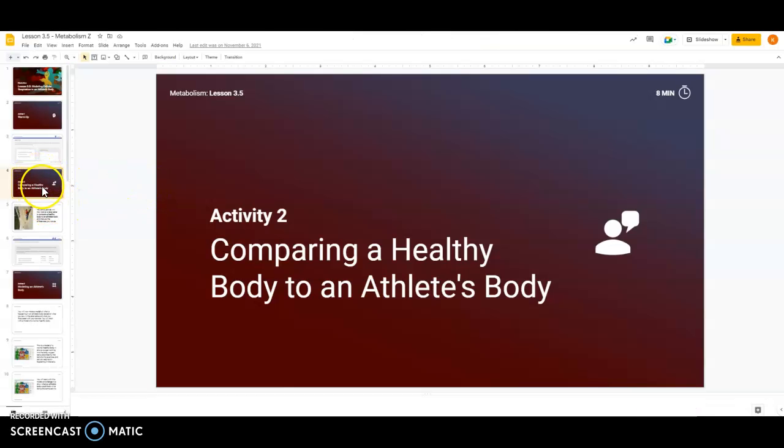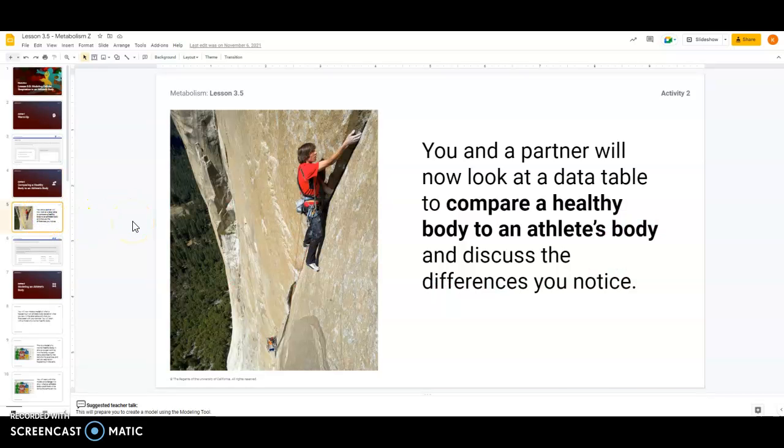All right, so in activity 2, you guys are going to be comparing the healthy body to an athlete's body. So you and a partner. So remember, you need to be paired up with somebody who's doing the same lesson so you guys can work together. So make sure you're working with a buddy. It will make it a lot easier for you. So work with a partner and look at the data table to compare a healthy body to the athlete's body and discuss the differences that you notice.